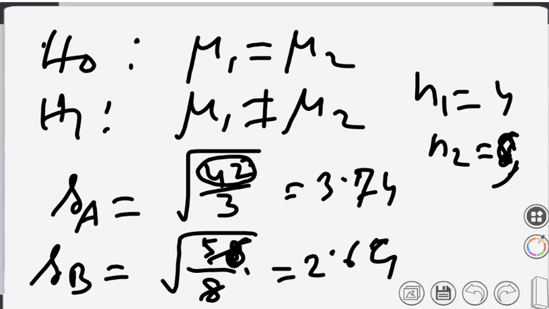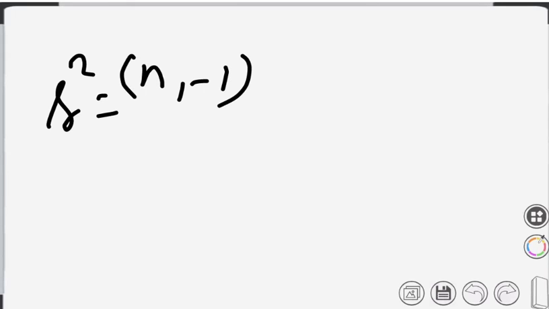645 to 665 করে দিই হয়, 2.65. Then you have to calculate S. Please calculate S. So calculation of S is a very big formula. S square is equals to n1 minus 1. There is a mistake. n1 minus 1. ওখানে আমি ভুল লিখেছিলাম ফর্মুলাতে, এটা n1 minus 1 হবে.